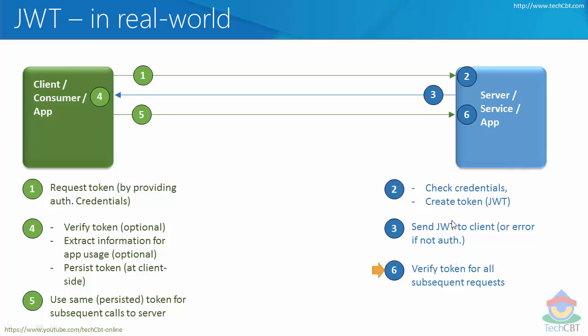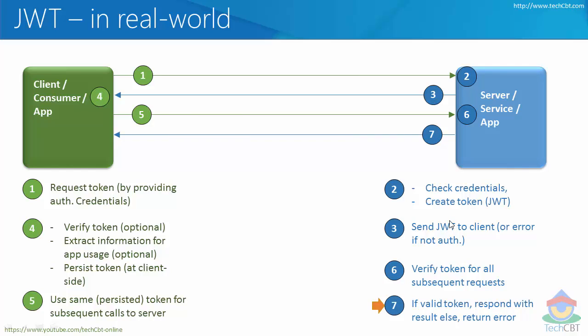And once it has been verified, then it is going to send all the information that the client is asking for. Again, if and only if it is a valid token. So this is important. For all of the subsequent requests from the client to the server, it is going to verify the JWT for every request it is receiving. If the verification has passed with all the valid information, then only it is going to respond with whatever information the client is requesting.